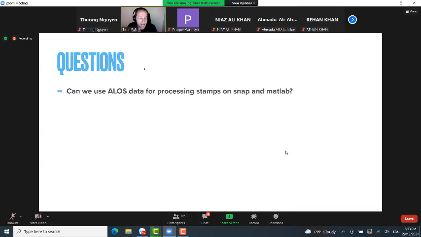Can we use ALOS data for processing StaMPS on SNAP and MATLAB? As far as I know, yes. I can't really comment on all the different software tools, but I don't see why not. I think, as far as I know, this should be no problem.